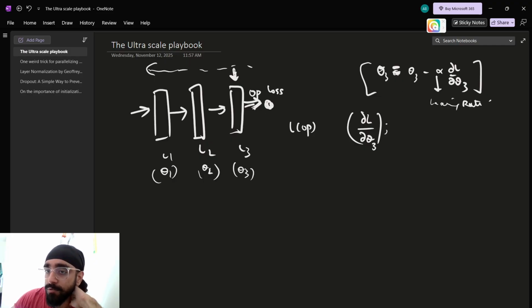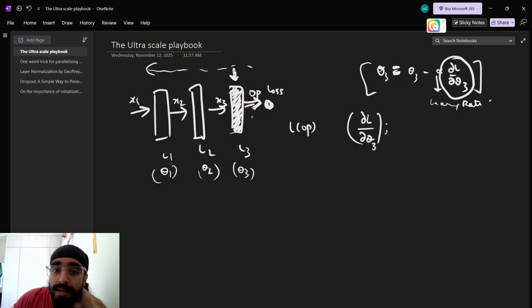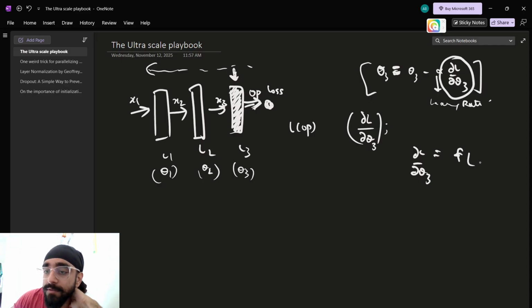Some optimizers are more sophisticated than this, but let's just consider the most basic one. Okay, so to calculate dL/dθ3, that is the gradient of this layer, what do we need? We might need x1, x2, x3. We might need x3 also. So dL/dθ3 would be a function of the loss and x3.